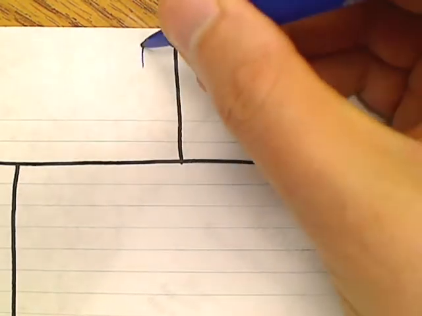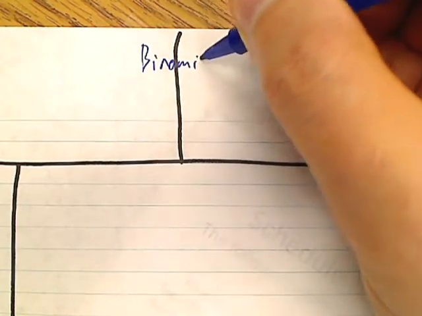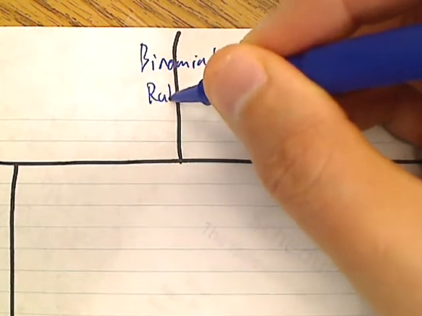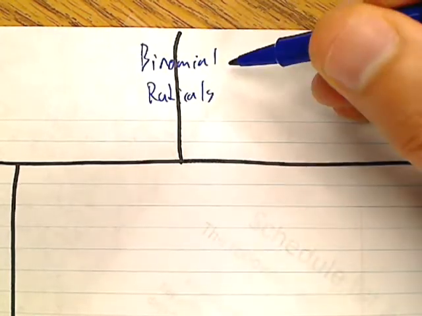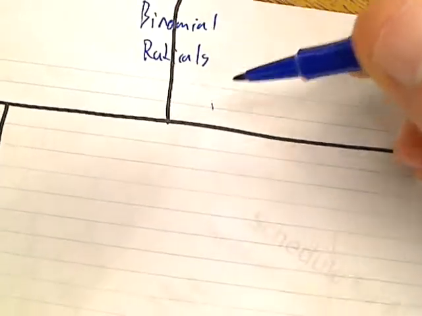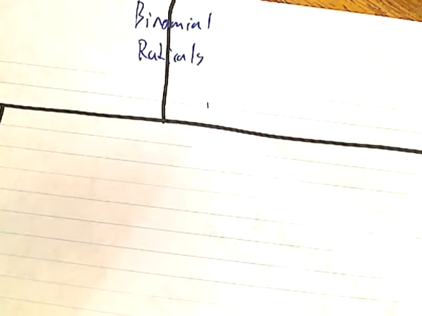Okay, let's look at section 6.3, binomial radicals. Okay, a binomial means two terms, and a radical is a radical symbol thing that we use a lot.